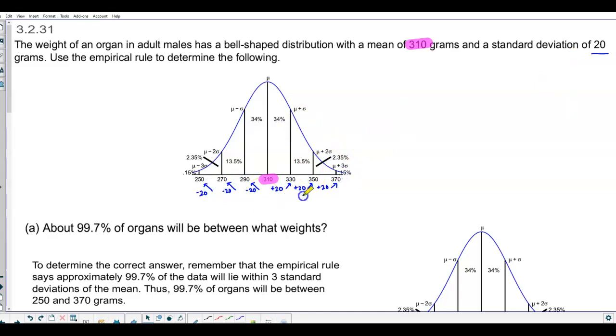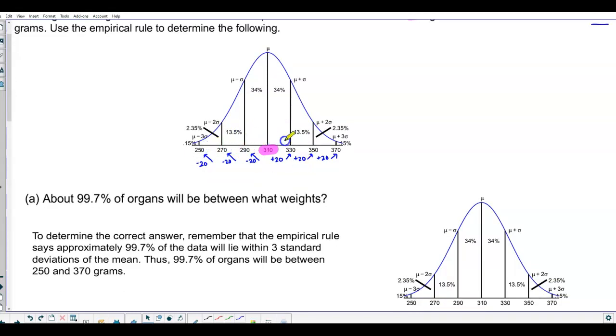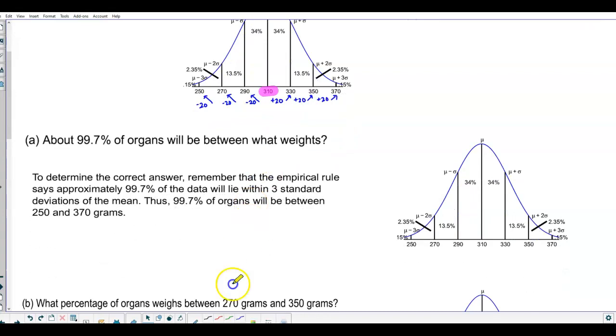So you want to make sure we first know how to put this together, knowing that one standard deviation above and below is 34 plus 34, which is 68%. If you go 2 standard deviations above and below, you add an additional 13.5% on the left and the right. If we go 3 standard deviations, then we add an additional 2.35% on the left and the right.